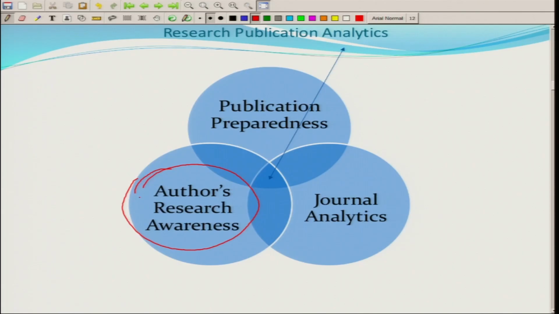Okay, so the first factor in this analytics is that the author must have research awareness. The author must understand the analytical factors used in the research and in the development of the paper. Let's say when an author starts writing a research paper, the very first thing he has to do is target the journal, right? And then the very first thing is the aim and scope of the journal. The author must know where he or she has to publish the paper. He must have this awareness.